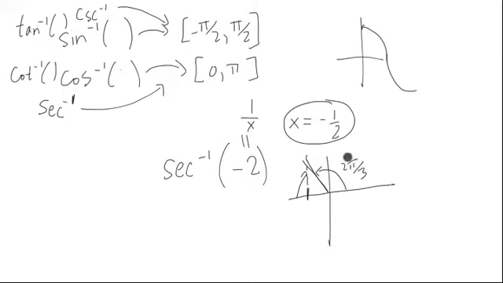But now, which one do we use? Do we use 2 pi thirds or something else? Well, we check. It's from 0 to pi, so we actually do use 2 pi thirds. So the secant inverse of -2 is equal to 2 pi thirds for sure, and that's the only thing that it can be equal to.